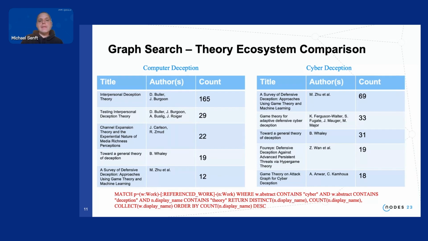In investigating the intersection and evolution of scientific fields, this chart provides an example of exploring relationships between theories associated with computer deception and cyber deception, using simple keyword queries to identify articles related to these two areas, along with the most referenced resource containing the word theory.